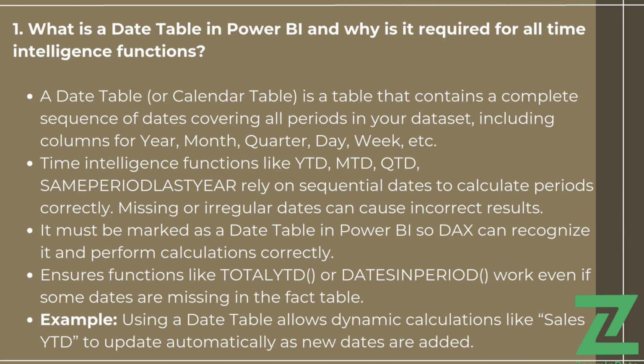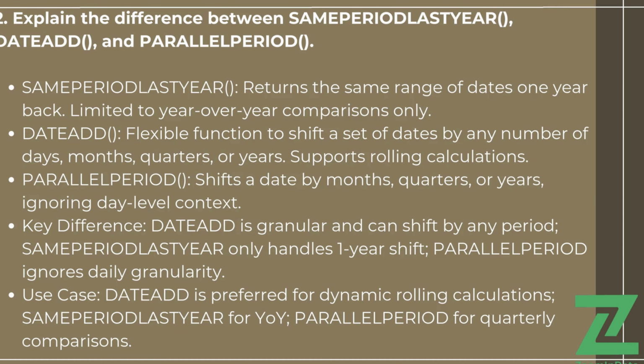With a date table in place, functions like total year-to-date or dates in period work smoothly and update automatically as new dates are added. Second question: what is the difference between same period last year, date add, and parallel period? Same period last year returns the same range of dates from 1 year earlier. It is designed only for year-over-year comparisons.